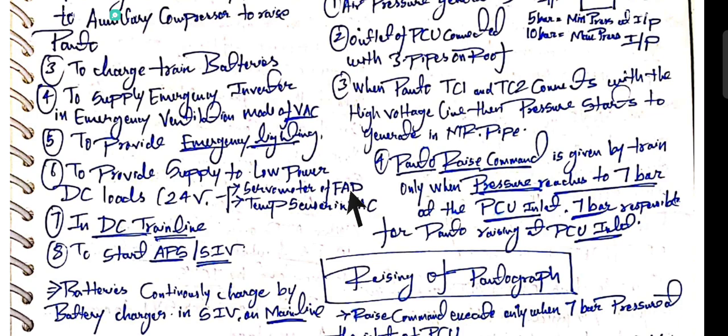Temperature sensors as well. In the fresh air damper and return air damper, temperature sensors have been used. In order to power the temperature sensor, 24 volt DC is very important, and where is it coming from? It's coming from the 110 volt DC supply by stepping down.